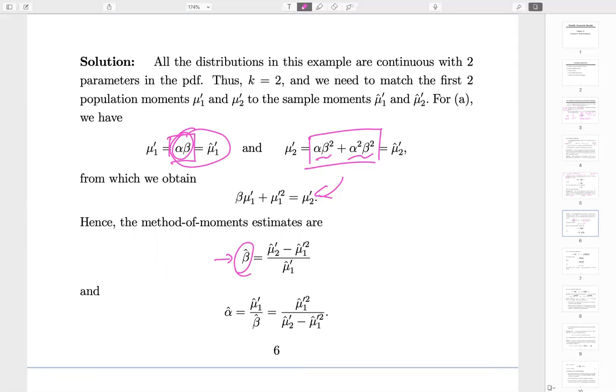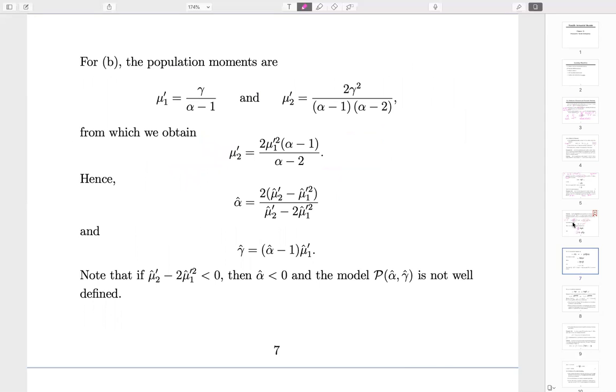Remember, whenever you get an estimator, put a hat on top, because the true one we don't know, right? The true alpha and the true beta are always unknown. So that's why, when we get the estimator, we put a hat on top to denote they are estimators, not the true values.